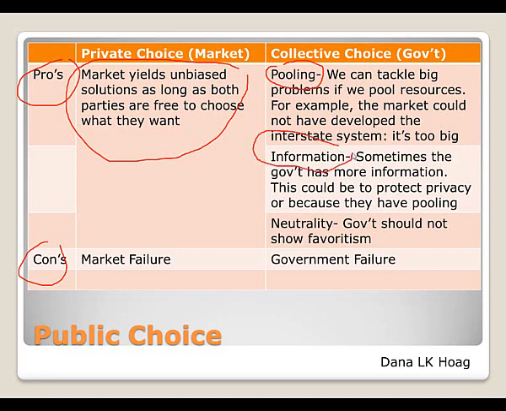A second is information. Sometimes the government has more information than the rest of us. This could be to protect privacy, for example, or because they have pooling. So, in other words, because the government has pooling, they have all these records, they might be able to do something we couldn't do. The third one is neutrality.